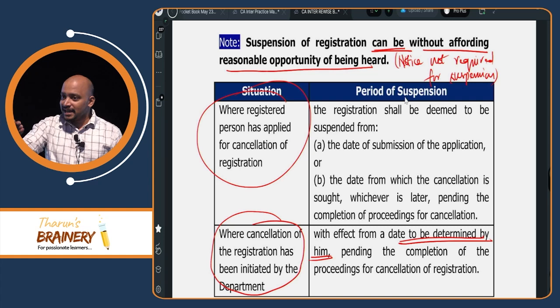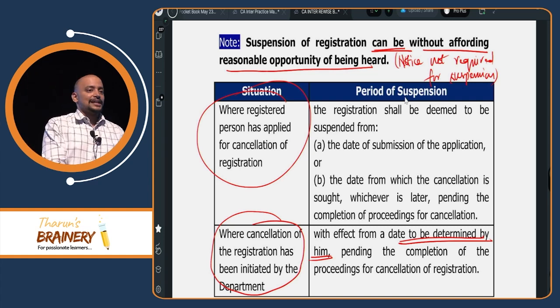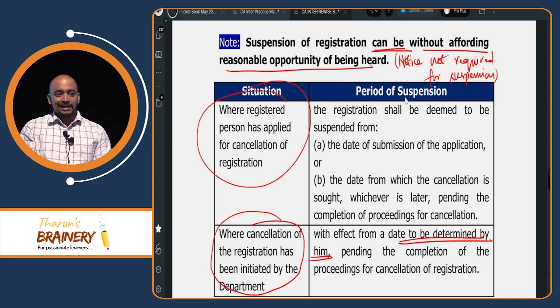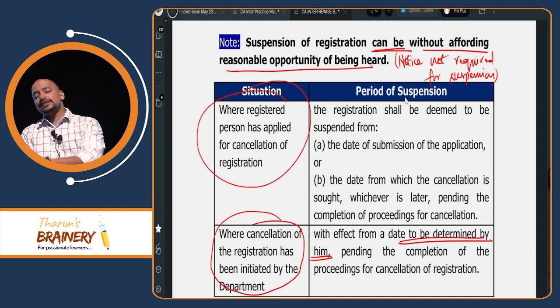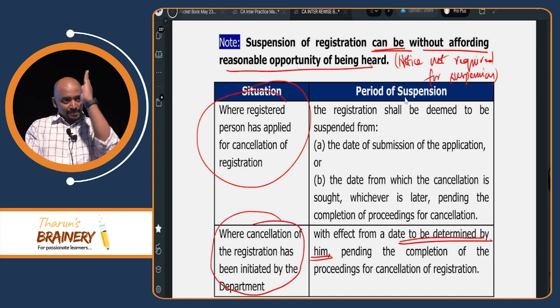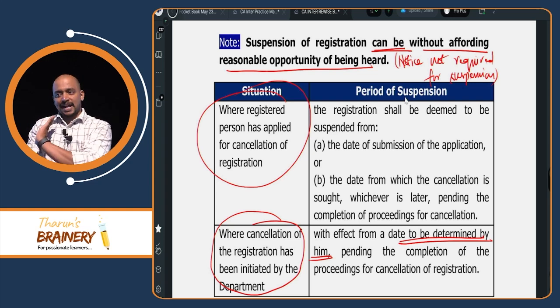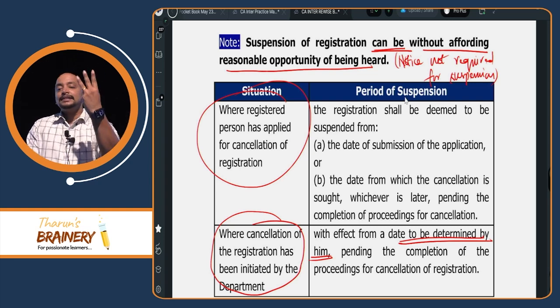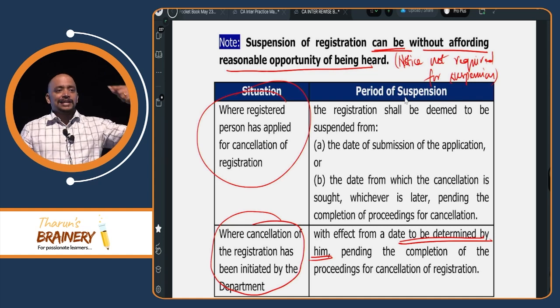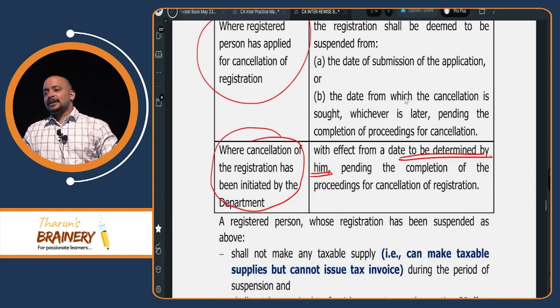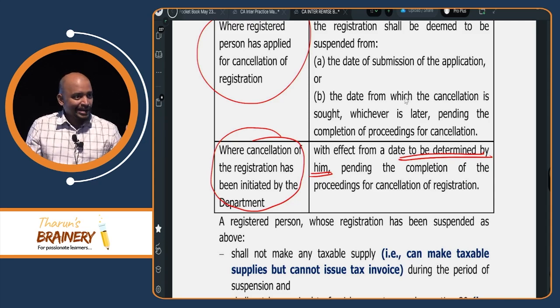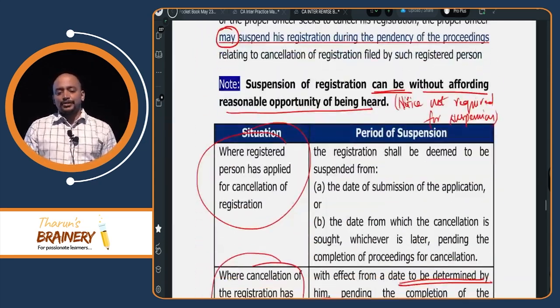If application is made by registered person, from the date selected by the registered person or the date of application, whichever is later, till the conclusion of cancellation proceedings. If proper officer initiates cancellation, from the date selected by the proper officer till the conclusion of cancellation proceedings. Second point, you will write that. Third point, you will write, during the period of suspension, a registered person cannot collect GST by issuing tax invoice, cannot avail ITC by filing returns. Clear? So these are the informations that you need to write.